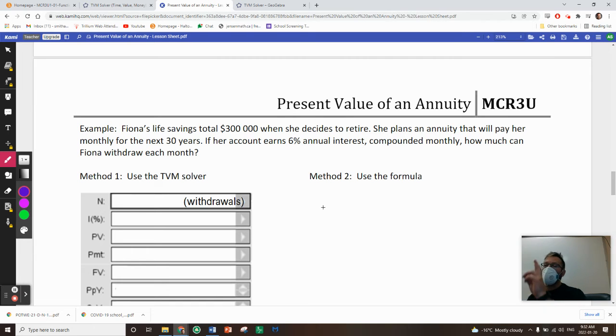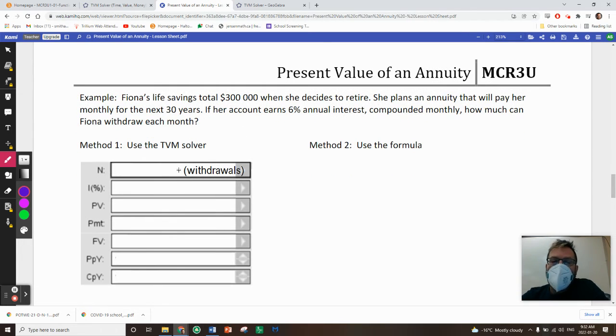So we are going to do this question two ways, no timeline. We'll use the TVM solver first, and I'll show you how we can do it with our newly derived formula afterwards. So let's dive in here. Fiona is making withdrawals for 30 years. And this question is saying she is making monthly withdrawals. So 30 times 12, 360. You can do that math on the side, but I believe the TVM solver will actually let you put in 30 times 12, and it will just update that in the field for you.